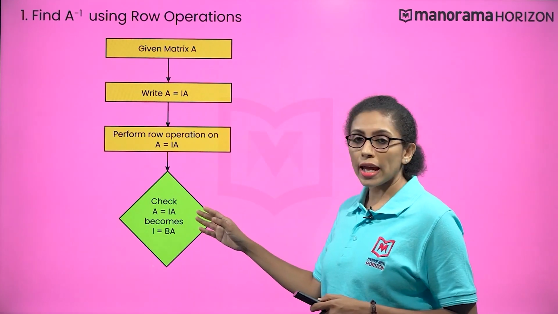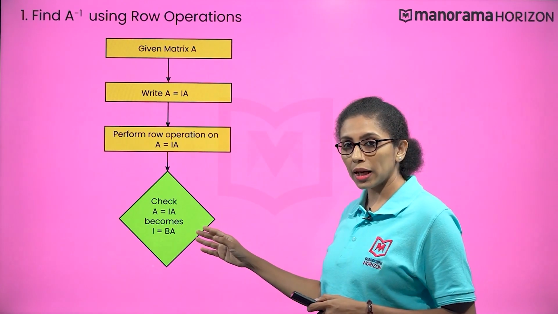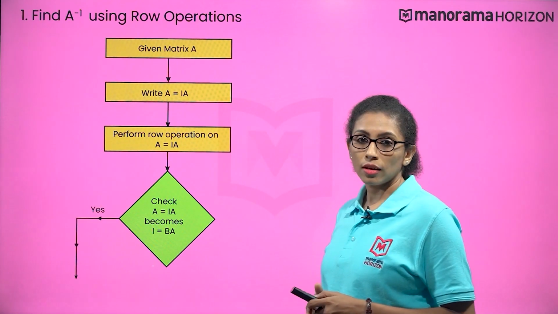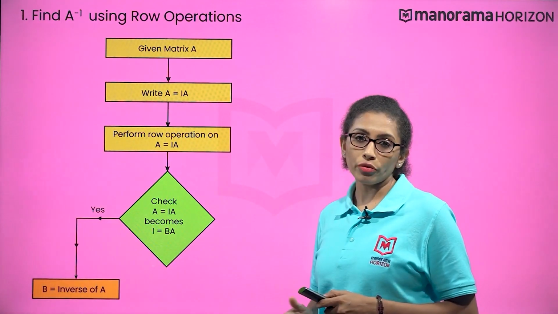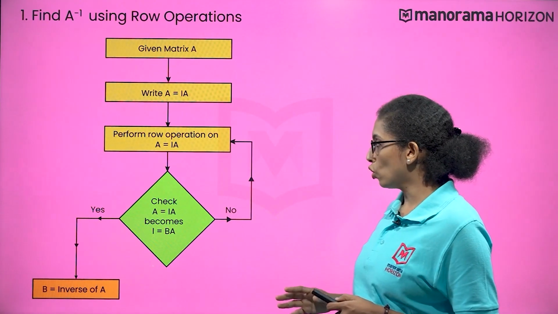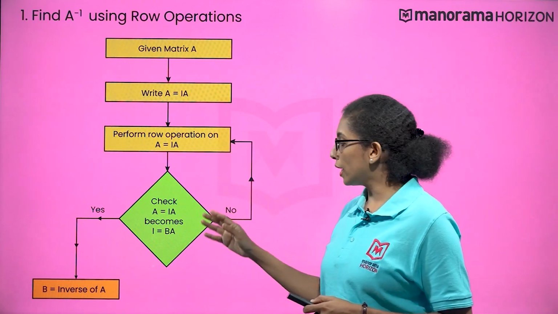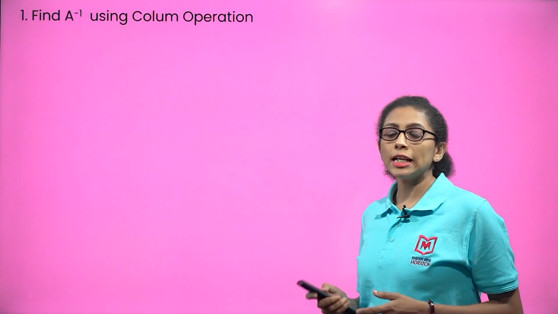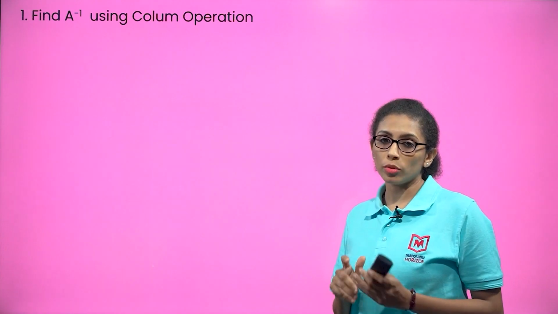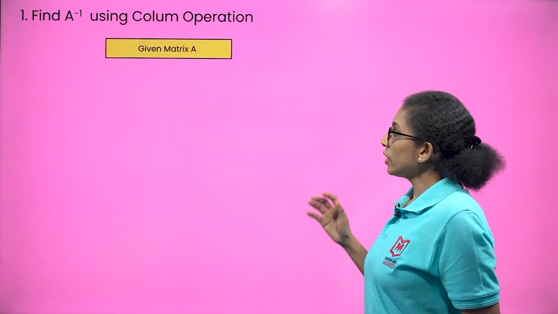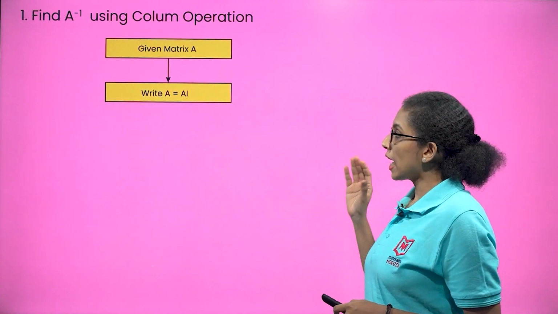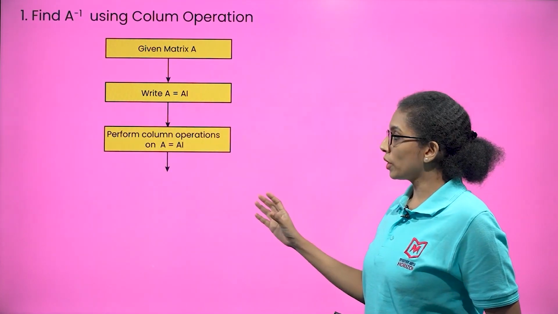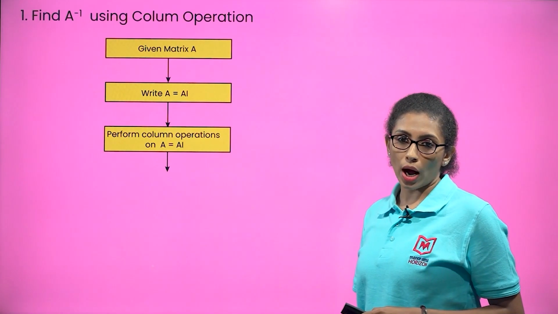Now check if A is equal to IA becomes I is equal to BA. If it is yes, B is the inverse of A. If it is no, continue the process until we get I is equal to B into A. Similarly, to find A inverse using column operations, given matrix A, write A is equal to A into I and apply a sequence of column operations on A is equal to A into I.